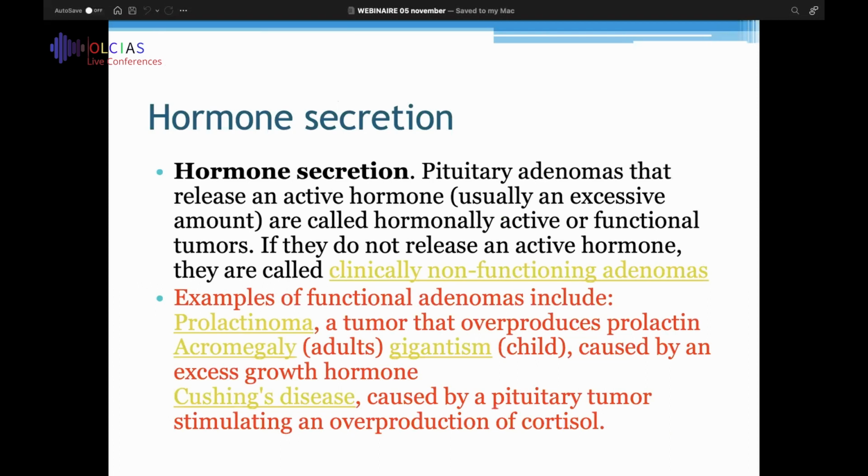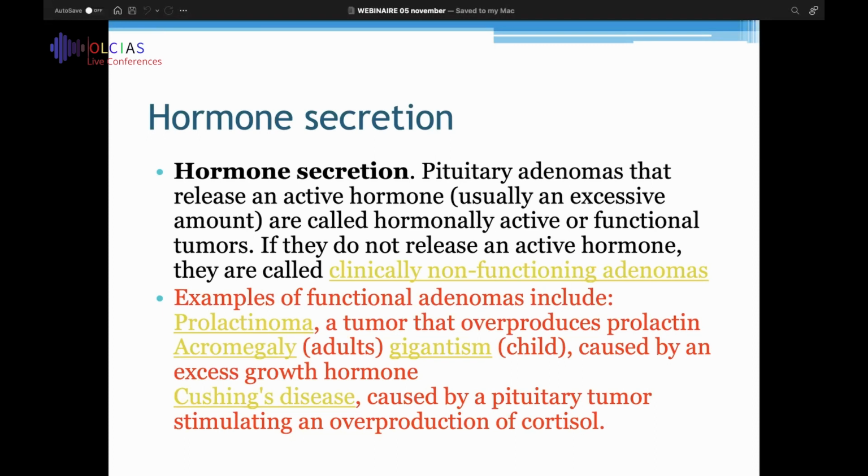According to hormone secretion, we have two kinds of pituitary adenoma. We have functioning and non-functioning adenoma. The functioning adenomas are the pituitary adenomas that release an active hormone, usually in excessive amount. However, when the pituitary adenomas don't release active hormones, they are called clinically non-functioning adenoma. For the functioning adenoma, we have examples according to the kinds of secretion.